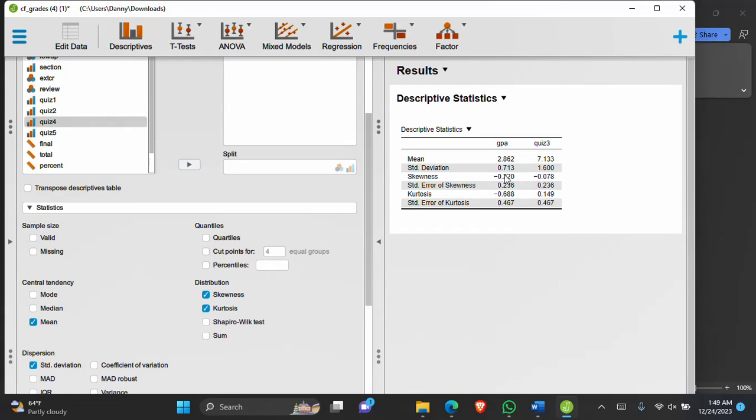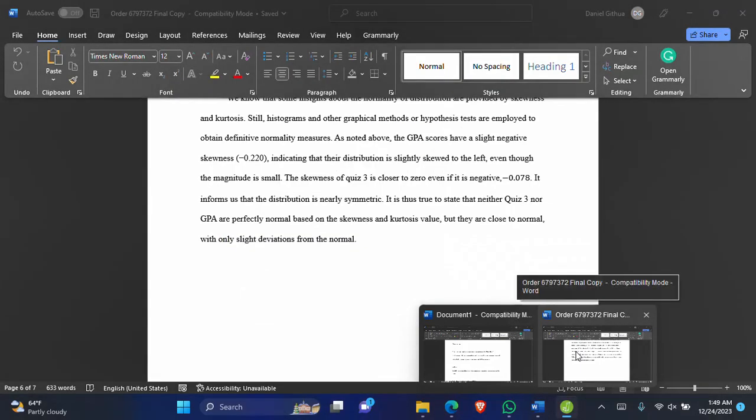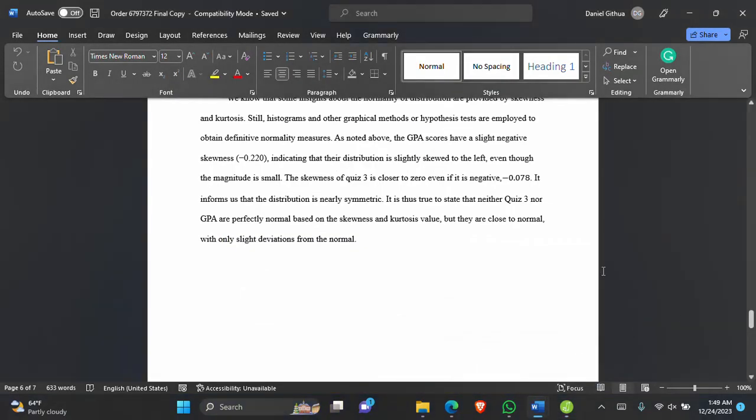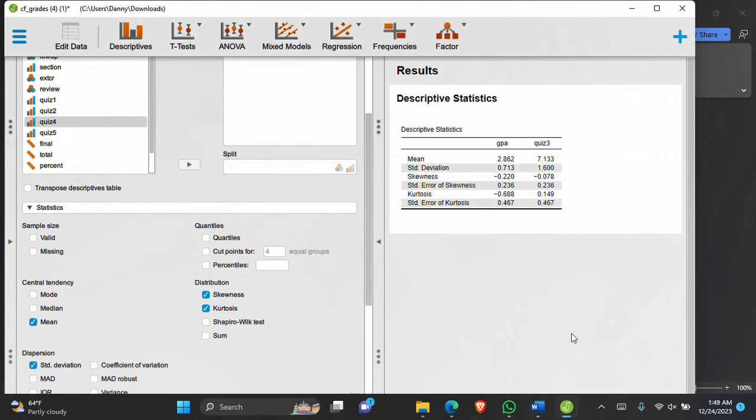Also we look at the skewness for GPA. Skewness is negative. This tells us that it's a left-skewed distribution. This one is also telling us that skewness is left-tailed. That's great. As we can see here, as noted above, the GPA skewness is slightly negative, indicating that the distribution is skewed to the left. So it's skewed to the left.